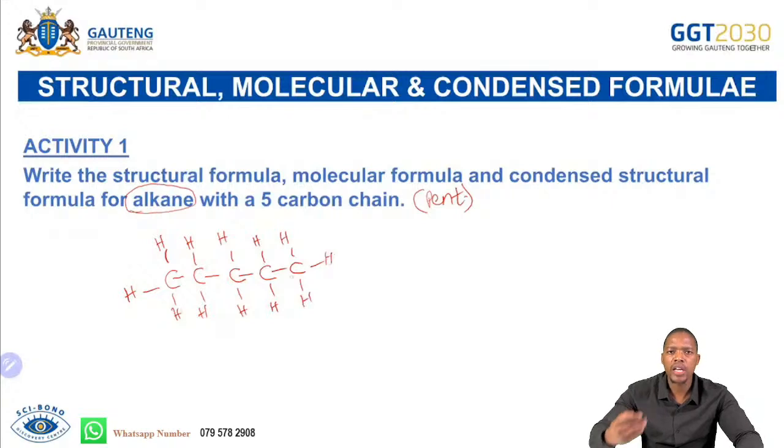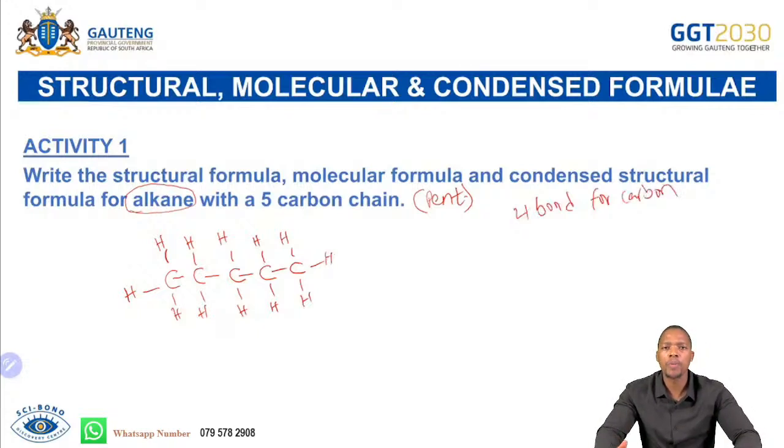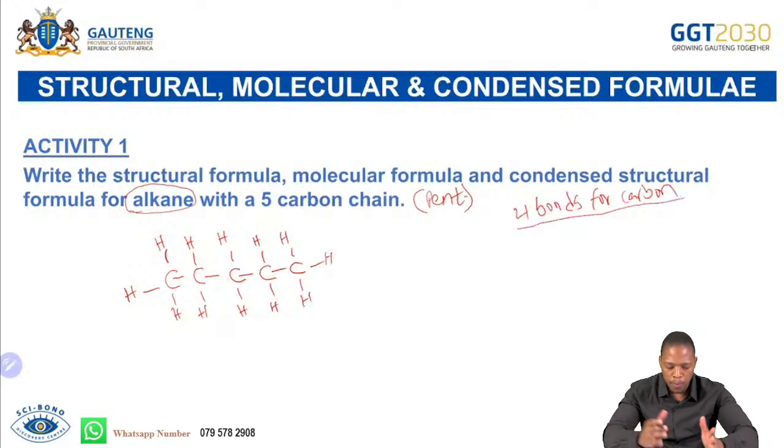Remember, carbon is happy when carbon has 4 bonds. Please give carbon his or her 4 bonds. Please make carbon happy by giving him or her 4 bonds. Always 4 bonds around carbons. And then you indicate all the hydrogens. So this would be the correct structural formula that we are looking for in this case.